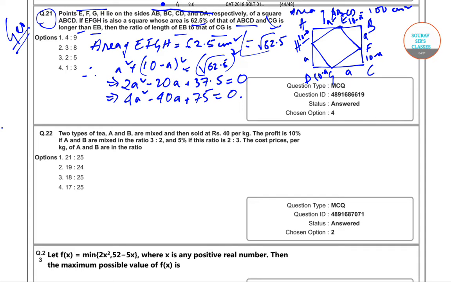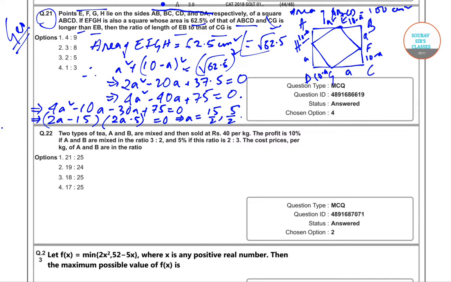So now this structure can be broken as 4a square minus 10a minus 30a plus 75 is equal to 0. If we take 2a common over here and then we take 15 common over there, we have 2a minus 5 times 2a minus 15 is equal to 0. So ultimately this gives us that the value of a is 15 by 2 or 5 by 2.